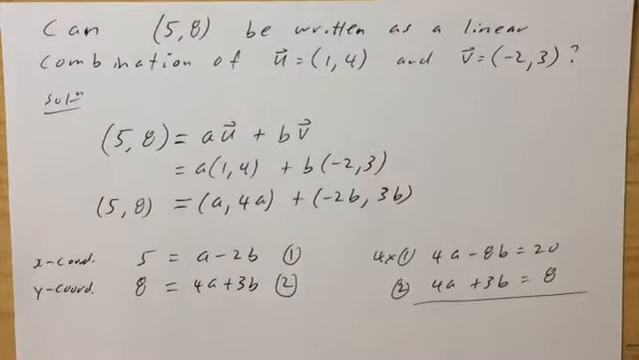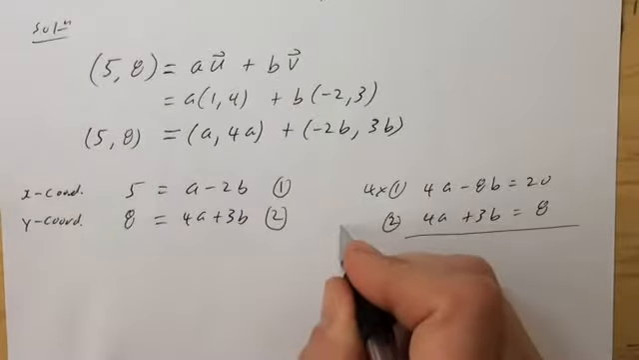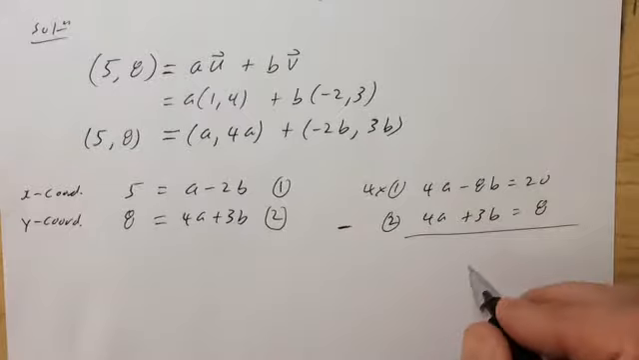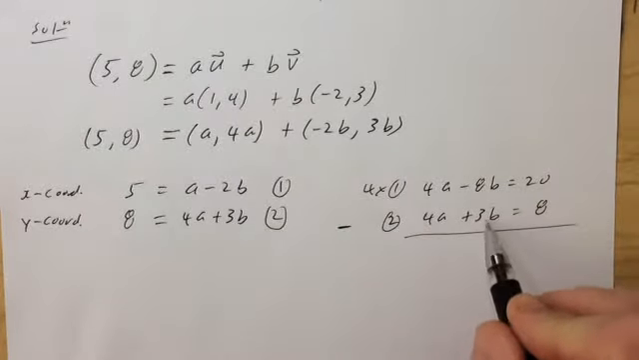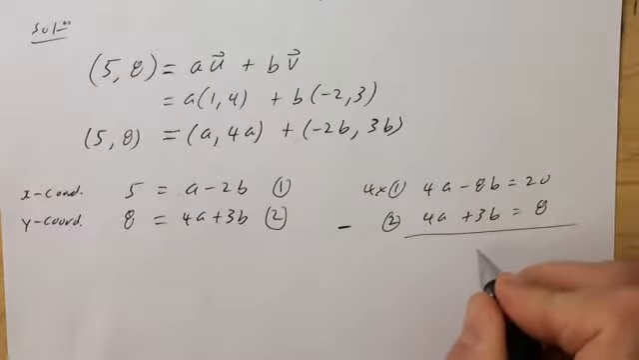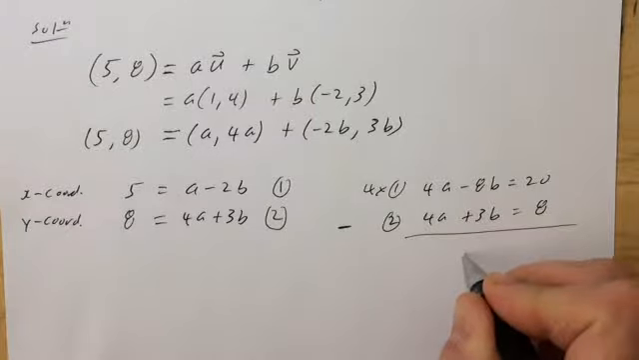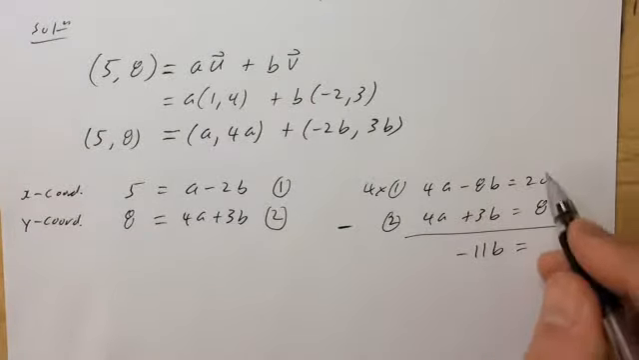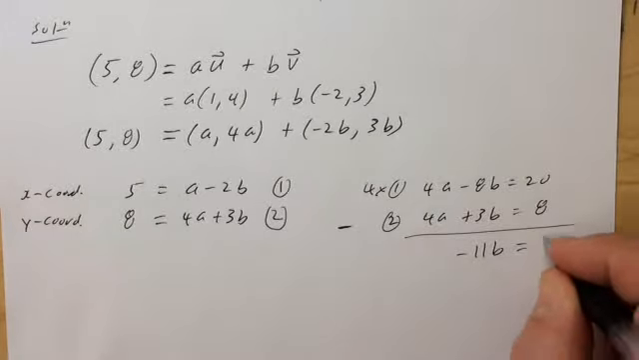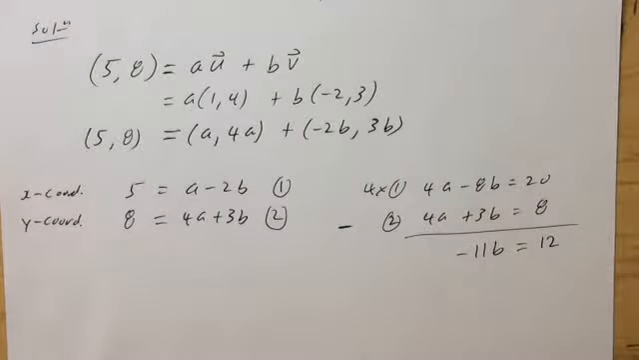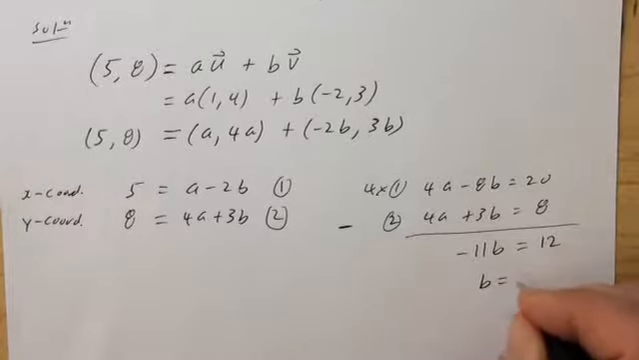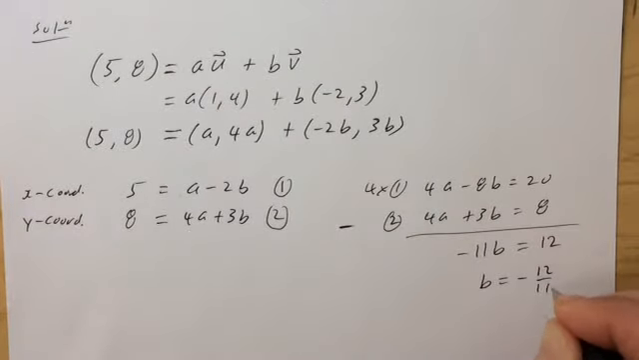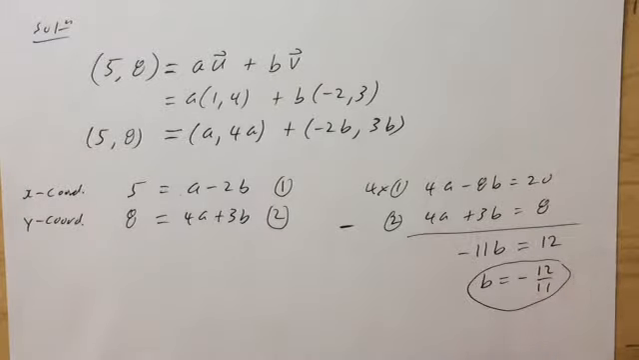Okay. Subtract. So I'm going to subtract the two. 4a minus 4a is 0a. Negative 8b minus 3b is going to be negative 11b. And 20 minus 8 is going to be 12. Okay. So there exists a b which is going to be negative 12 over 11. It's an ugly value, isn't it?